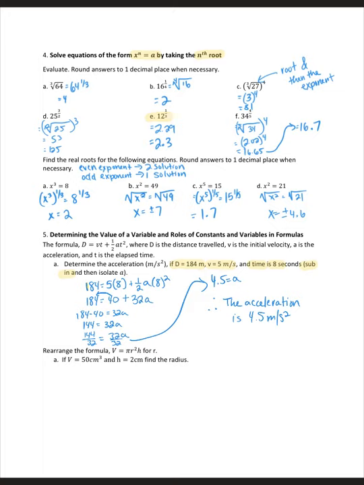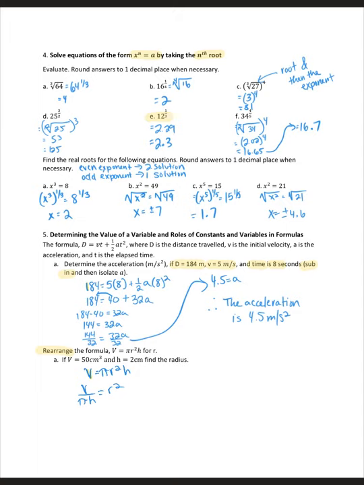Okay, the second part says to rearrange the formula for r and then substitute. So this time we're going to look at the strategy of rearranging before we sub in and see how the strategies are different. So if v equals 50 centimeters cubed and h equals 2 centimeters, find the radius. So again, we're starting with the volume equals pi r squared h, and we're trying to isolate for r. So I'm going to start by dividing both sides by pi h. That will leave me with r squared.